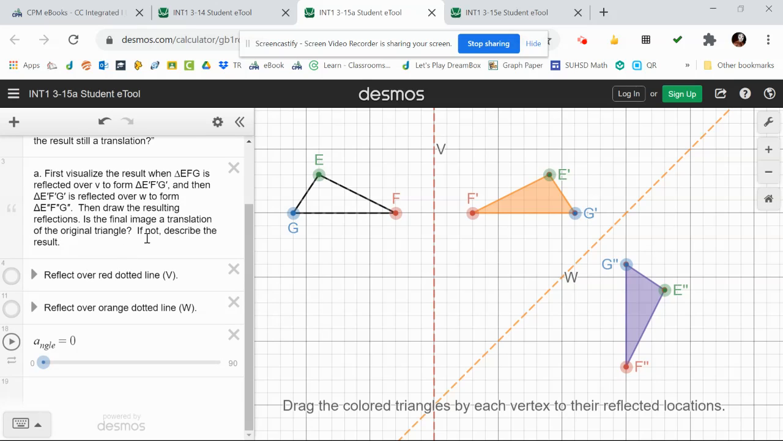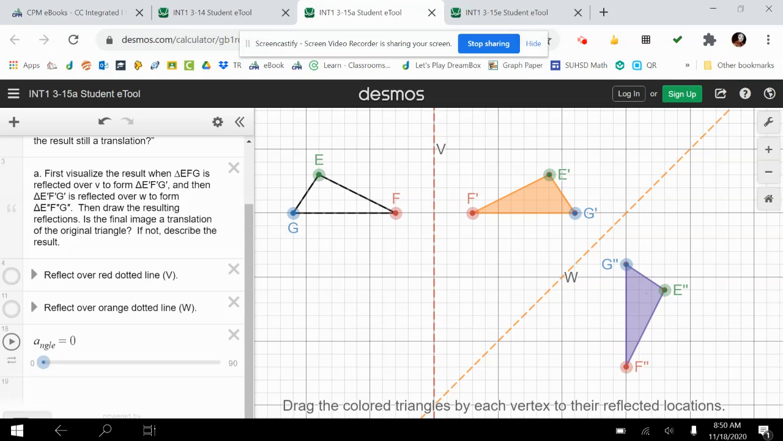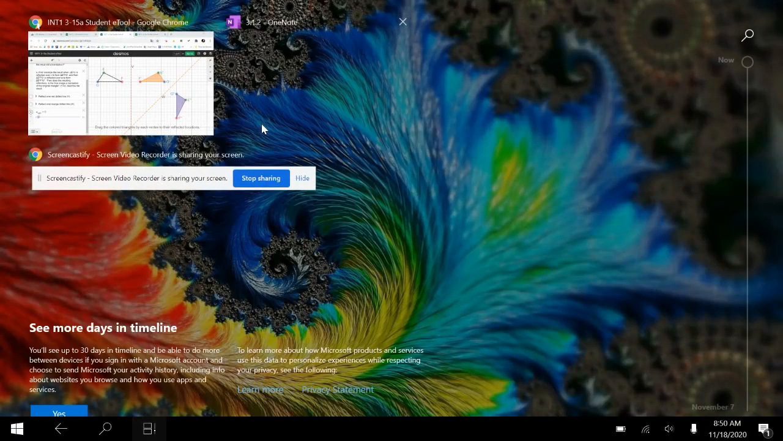And then, so is the final image a translation of the original? If not, describe the result. So if you guys notice here, this one got reflected. Does it look like we moved it? Was it a single movement? That's what's important. In this case, we would say it's not a single movement, right? So the triangle ended up facing a completely different direction. So let's go back to the question.